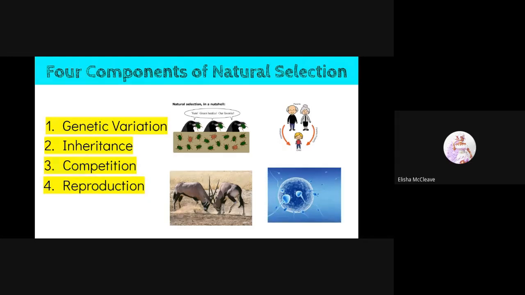The orange beetles are going to survive. Good. The orange beetles survive, and then what happens? And they reproduce. Exactly. And what's going to happen when they reproduce? What's going to happen with their offspring? What color will they be? Orange? Yes, orange. Thank you.